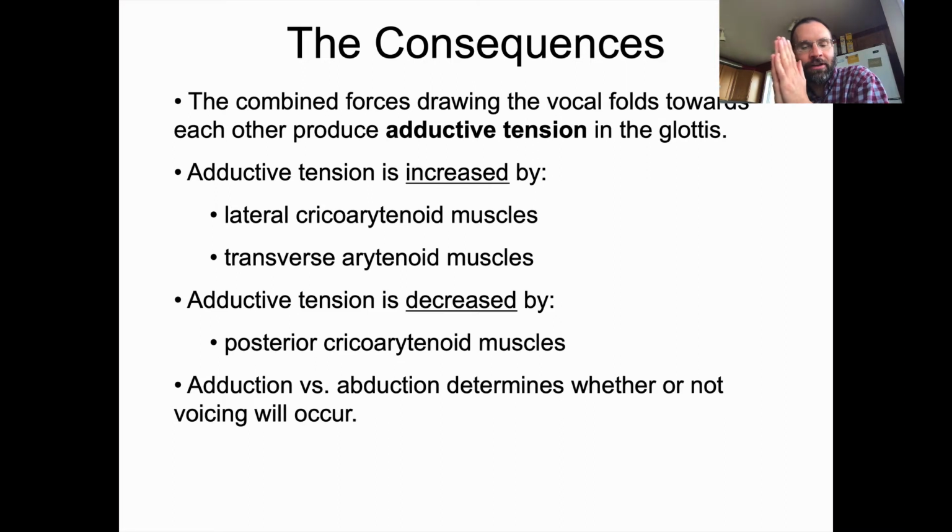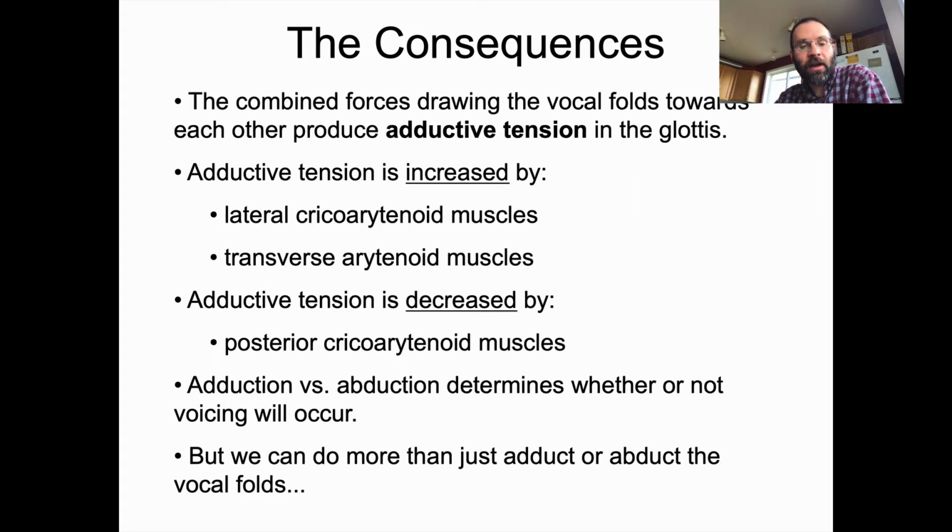Adduction versus abduction will determine whether or not voicing will occur. If they're together, you can get voicing. If they're pulled apart, you're probably not going to get voicing. You get voicelessness instead. But it turns out you can do more than just bring together or pull apart your vocal folds.